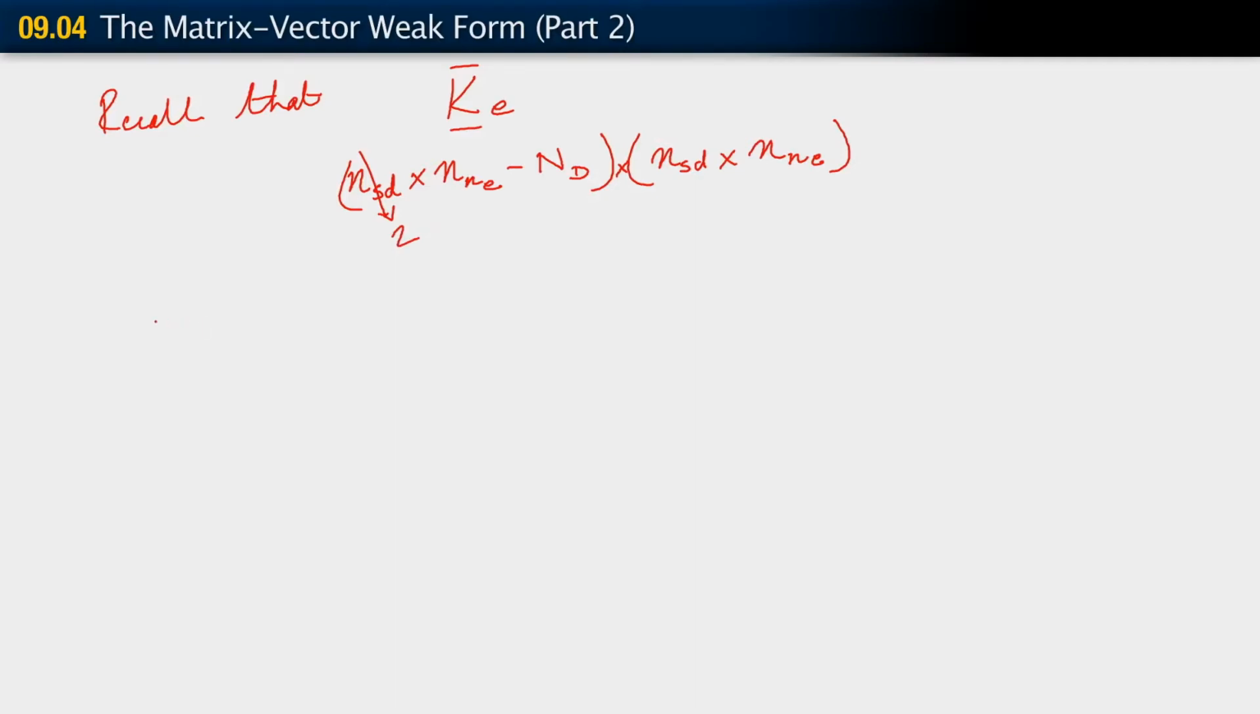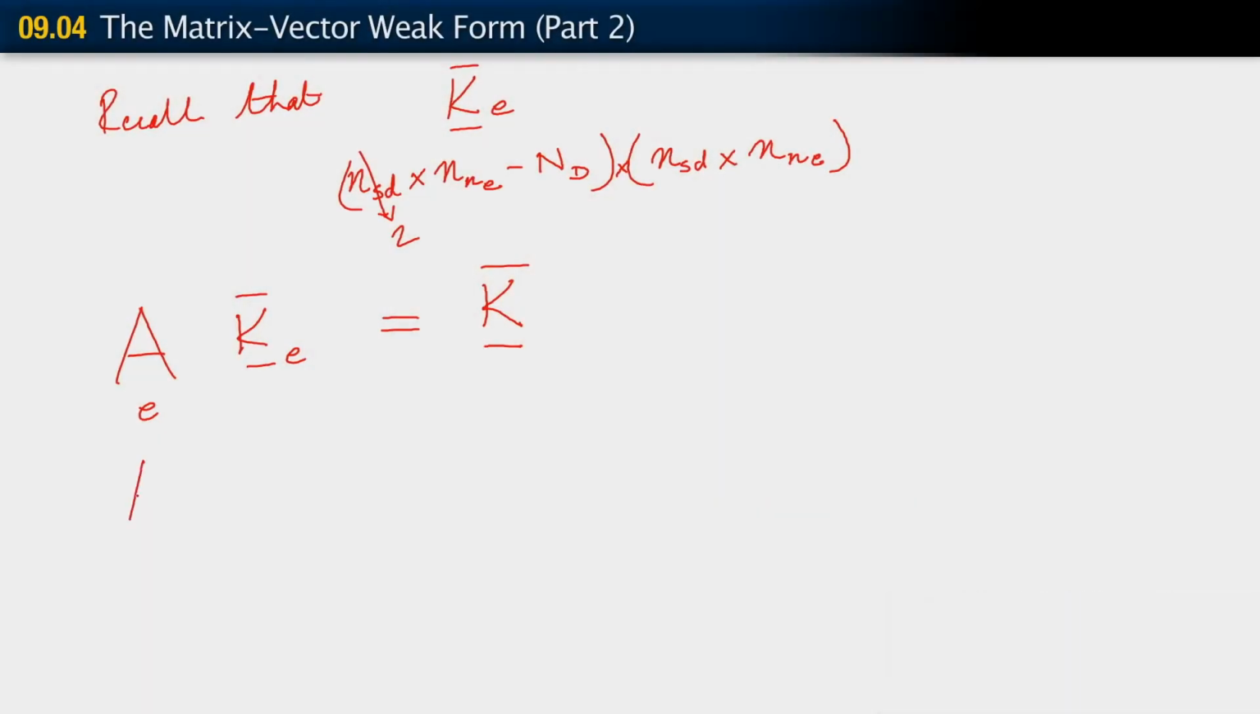All right, and then assembly is what lets us say that assembly over E of K bar E equals K bar, right? And this assembly process is just like we did in 3D. Again, nothing different, right? We just look at every global degree of freedom, look at every local degree of freedom from any element that has the same global degree of freedom and add up contributions in the matrix, right?